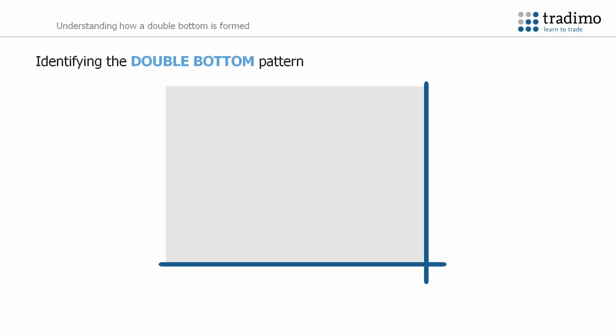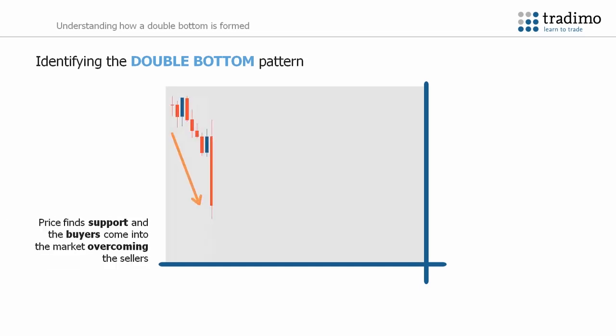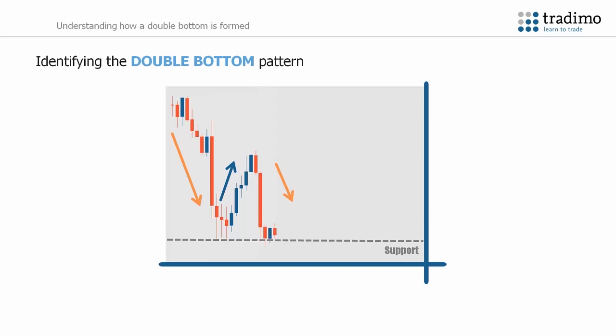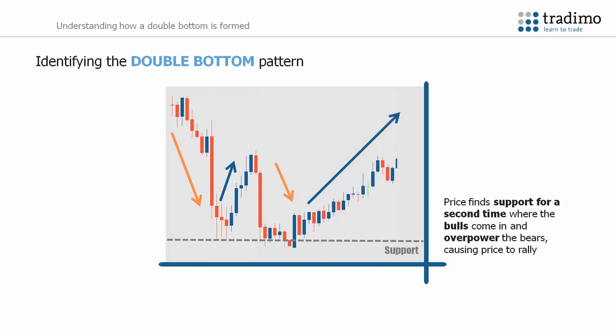Let us look at the construction of a double bottom pattern on your chart. After a downtrend, price finds support and the buyers come into the market, overcoming the sellers. This rally finds further selling interest as the trend is still down and gives the bears an opportunity to get in at a better price. Price finds support for a second time, where the bulls come in and overpower the bears, causing price to rally.